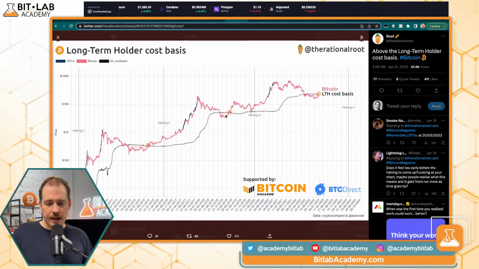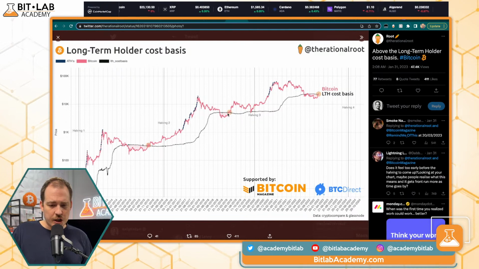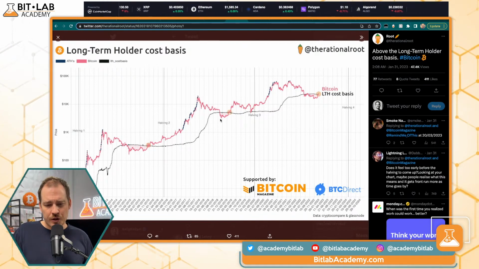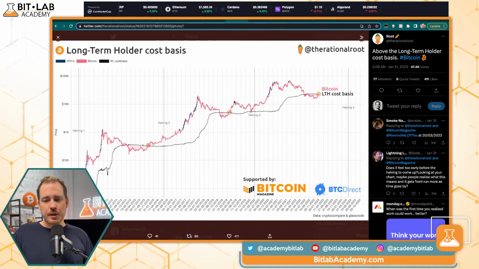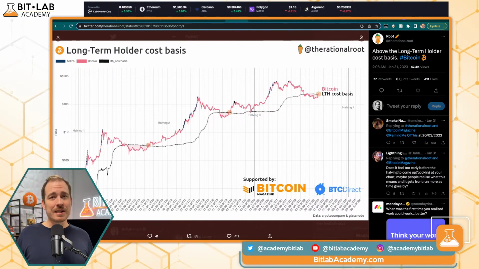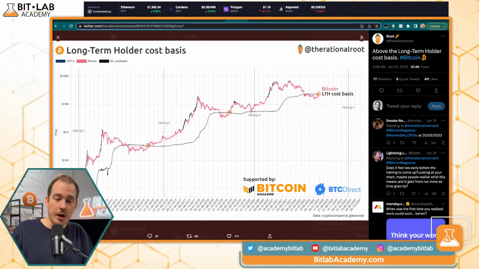Even here, if you caught somewhere here, even as we broke this long-term holder cost basis and rode this up from here, this was about $3,500 up to about $13,900. That's a pretty large gain.